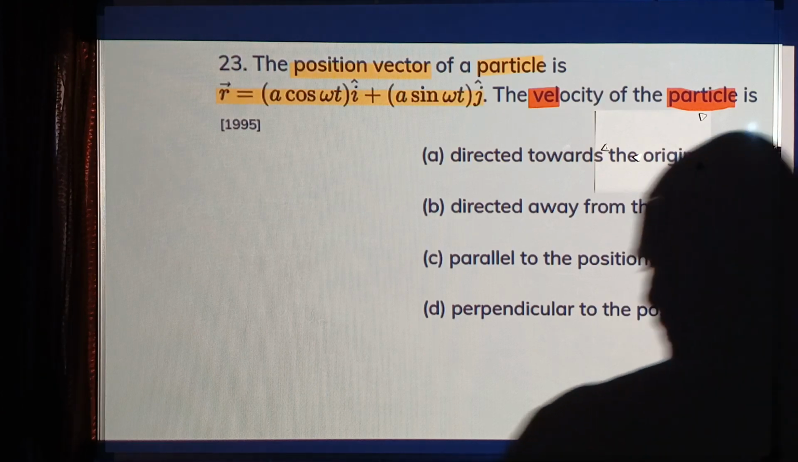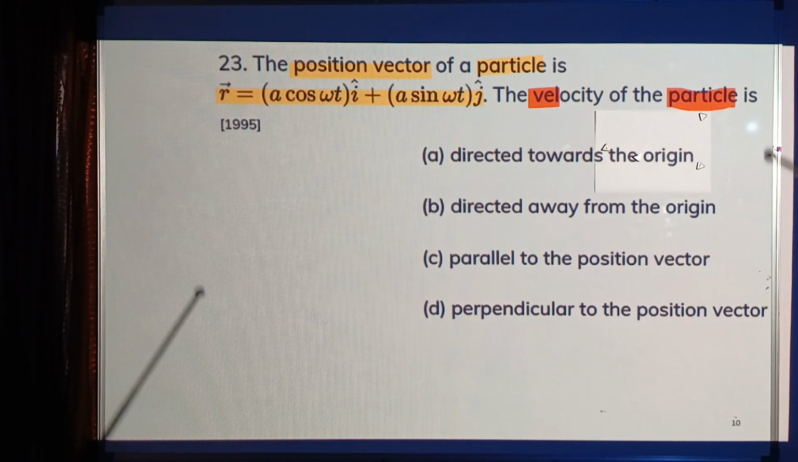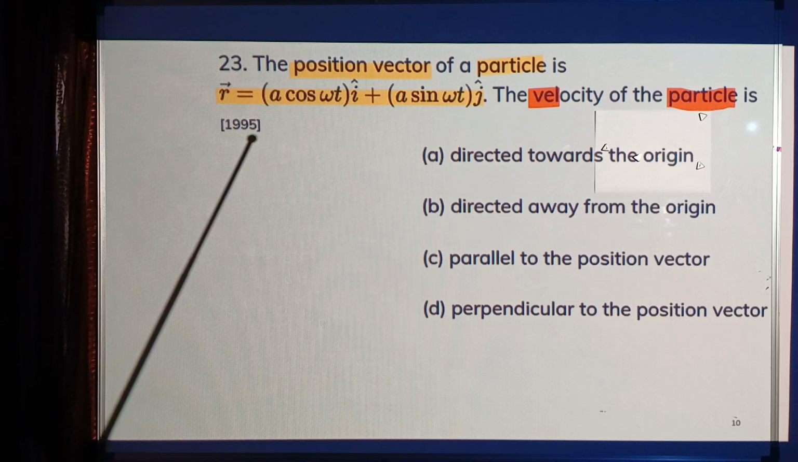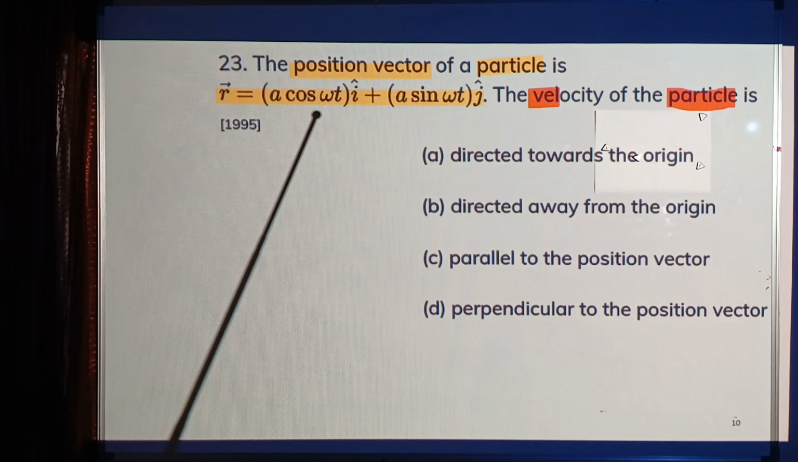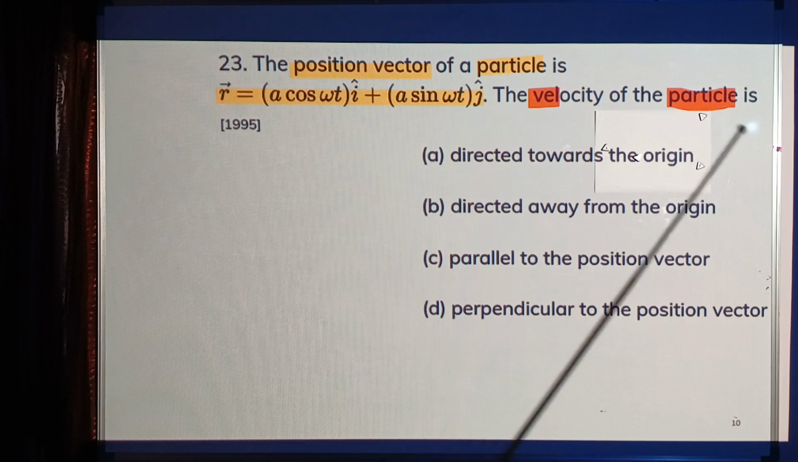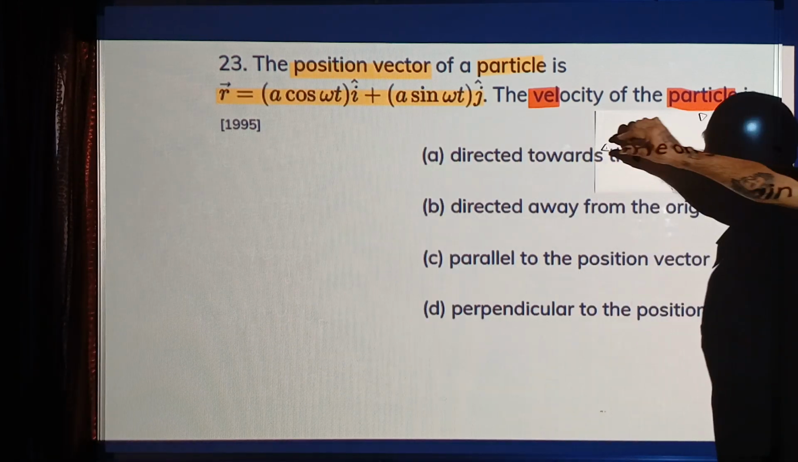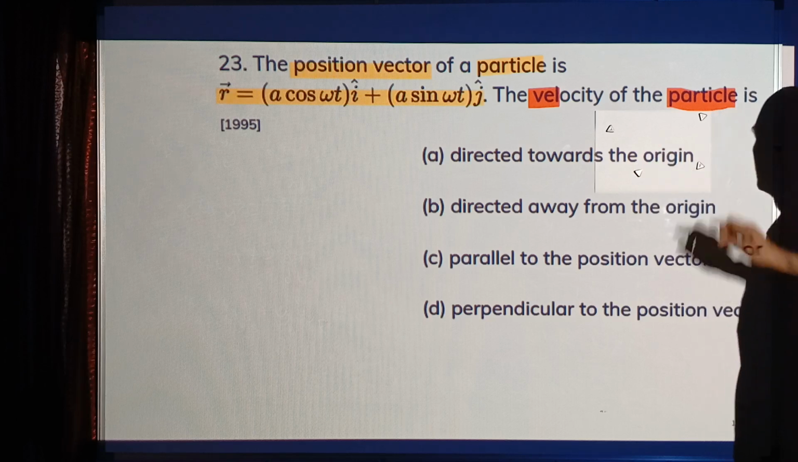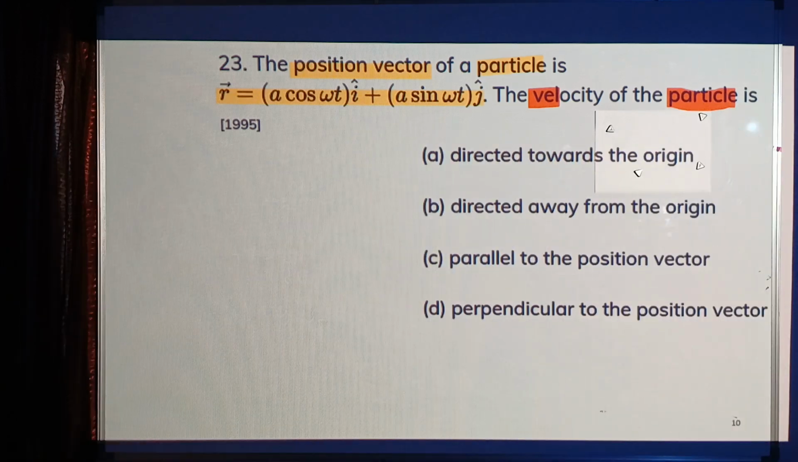This is the next question. The position vector of a particle is R equal to A cos omega t i cap plus A sin omega t j cap. The velocity of the particle is, four options are given. Option A, directed towards the origin. Option B, directed away from the origin, parallel to the position vector, perpendicular to the position vector. So you'll find the velocity.